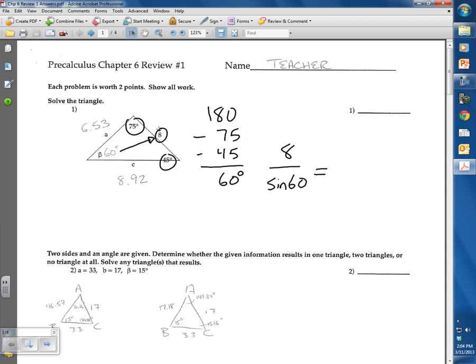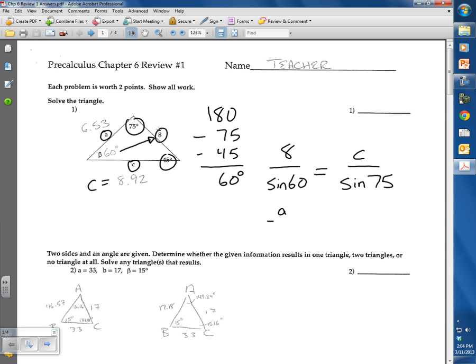is equal to, we can start with side A or side C, but typically we're going to start with side C because it's the biggest side, so it should match up with the biggest angle. So setting it up like that, plugging it into our calculator and getting C by itself, we do get C equal to 8.92. And so then we can go back in with similar thinking and find side A.